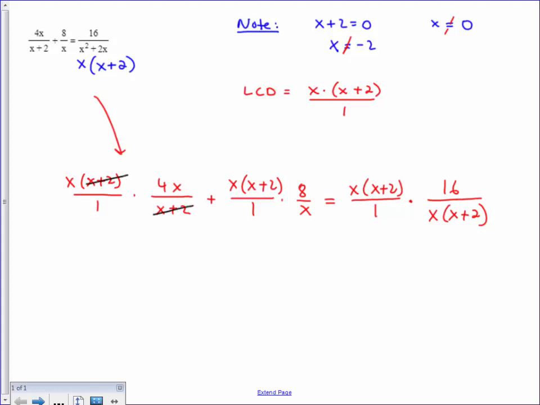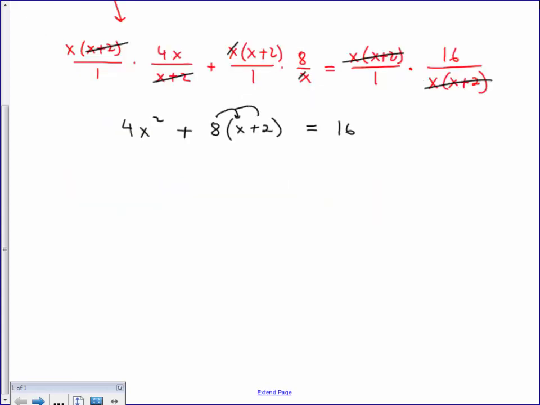The x plus 2's would cancel on the first one. It would leave me with x times 4x, which is 4x squared. Plus, on the second group, you have your x's that would cancel. That would leave me with an x plus 2 times 8. We noticed that the 8 would need to be distributed, so what I would do is write the 8 in the front and then the x plus 2 in parentheses, and I will wait to distribute that number until later on. On the right hand side, notice that both of my factors cancel, and I'm only left with 16.